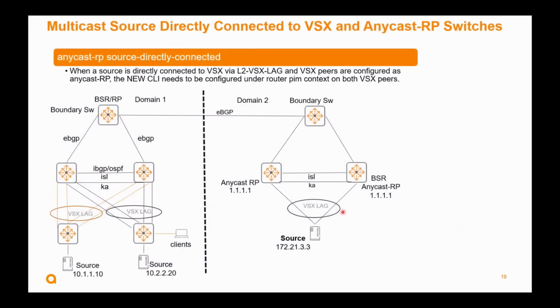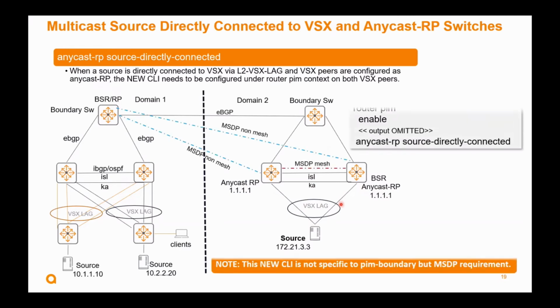Now, a new command was added. So this is a multicast source directly connected to VSX. And very important, right? In an environment where you have the multicast source directly connected to VSX nodes, and you have Anycast rendezvous running, then it is important that you configure Anycast RP source directly connected on these devices, on the VSX nodes. So that's the setting.